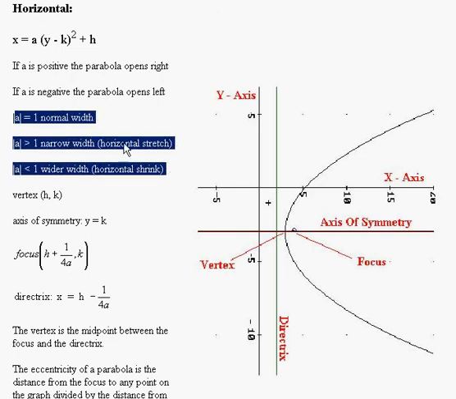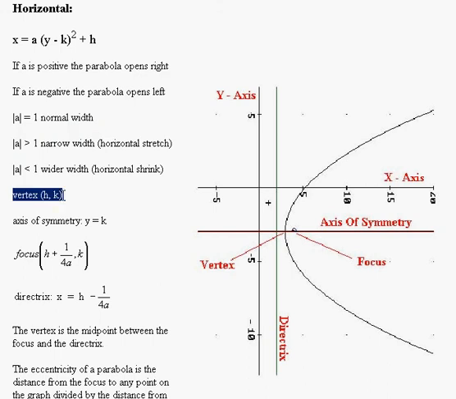Same thing is true for the width. Absolute value of A equals 1, normal width. Absolute value of A greater than 1, narrower than usual. Absolute value less than 1, wider than usual. And vertex is still HK. But before you think that's simple, before you think you've got that wired, look at the equation where H is and where K is. H is now this number behind the parentheses. Before, with a vertical parabola, it was the number inside the parentheses.